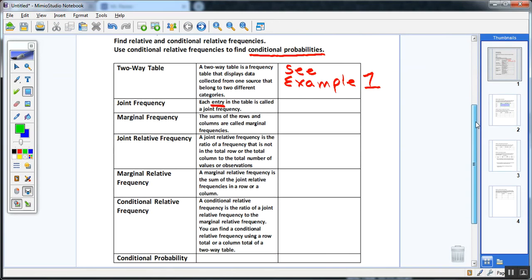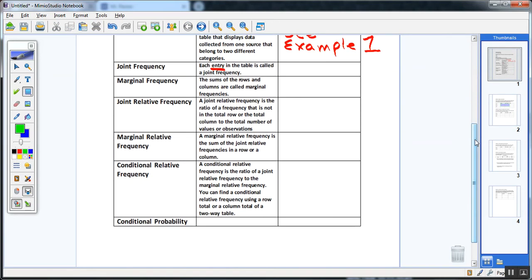So back to the vocab here. All right, each entry in the table is a joint frequency. Marginal frequency then, it says it's the sums of the what? Rows and columns. So I just call these, because they're in the margins, marginal frequencies. They're the totals. Whoops, I've got that in the wrong box. These are simply the totals.